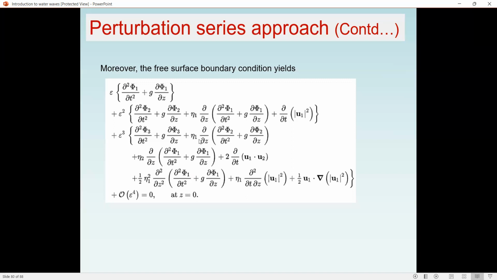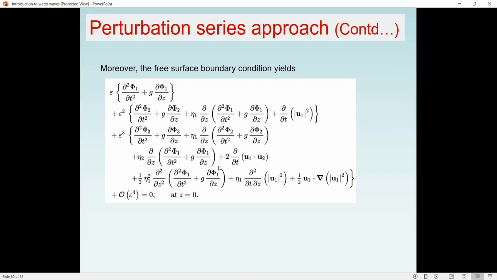If you look at the second order term, it is a combination of phi 2 and phi 1. You take the first order solution, substitute for it, and then you get the second order solution. And in the second order solution, you can see that the epsilon cube term has phi 3, phi 2, and phi 1.